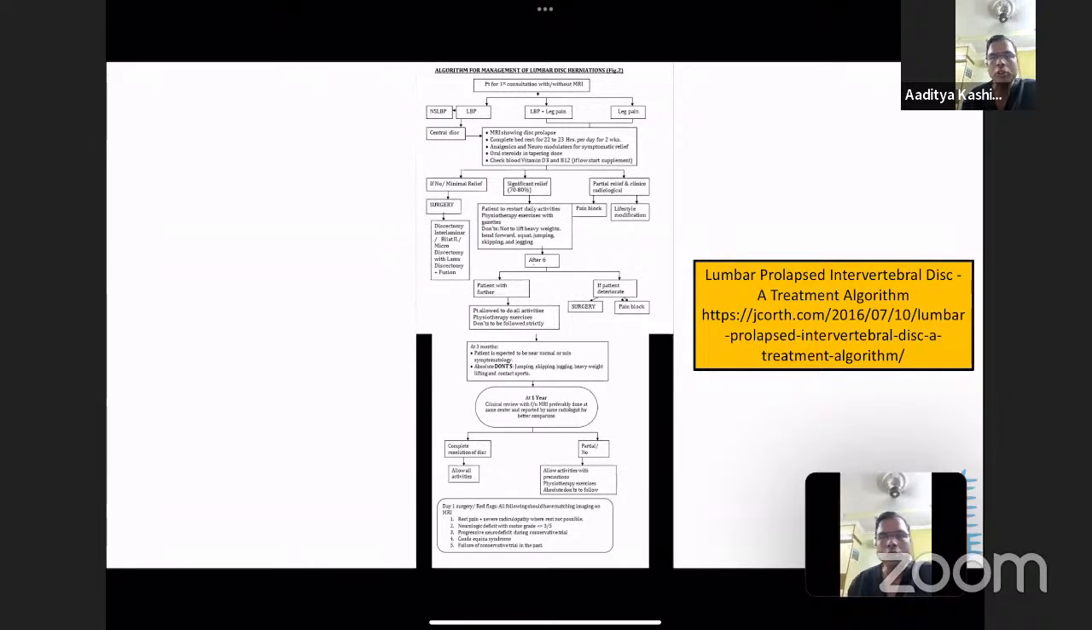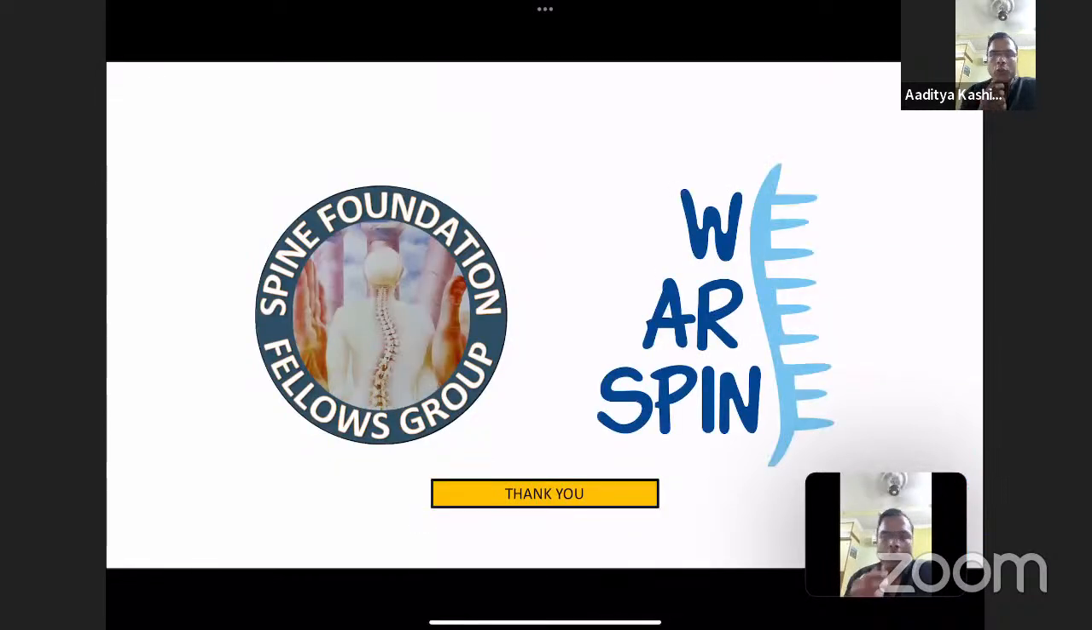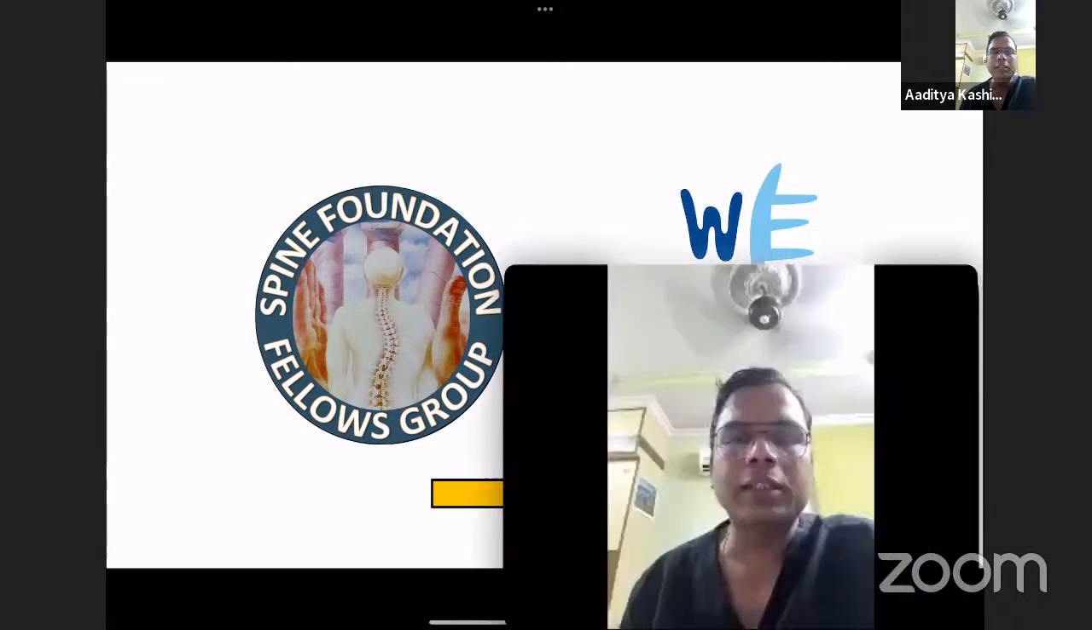So this is one flow chart about the management of prolapsed intervertebral disc. This is published in JC Orth in 2016, published by our own unit of Dr. Shekhar Bhojraj. We'll be sharing this article after today's session so that you can go through it, and it will be of immense help for management of this condition. Thank you. I'll now hand over the proceedings to Dr. Nene for further clinical case discussion.